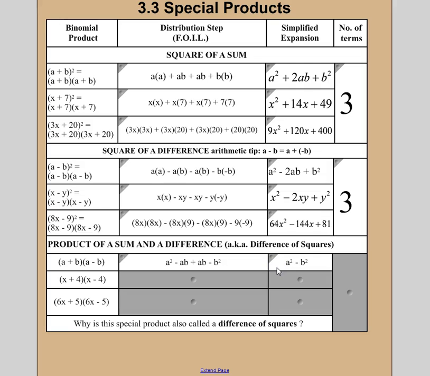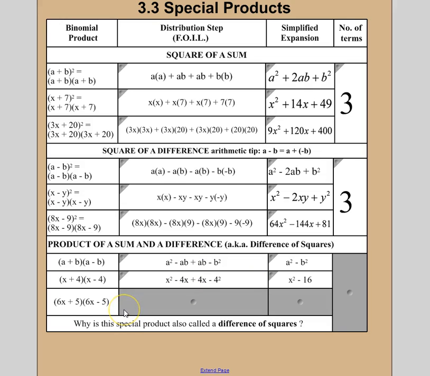So we only have 2 terms for a difference of squares here. This is called the difference of squares, as you can see, because it's subtraction between two squared terms. So this is, again, the product of a sum and a difference. The next one here also follows the same pattern, no middle term.